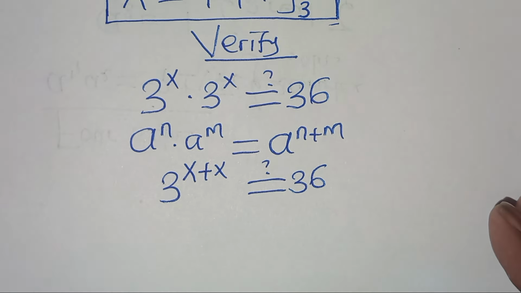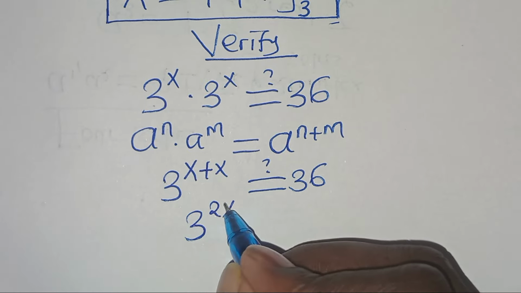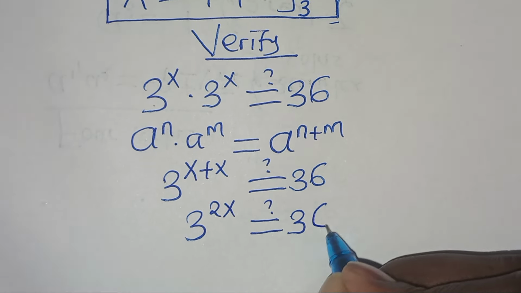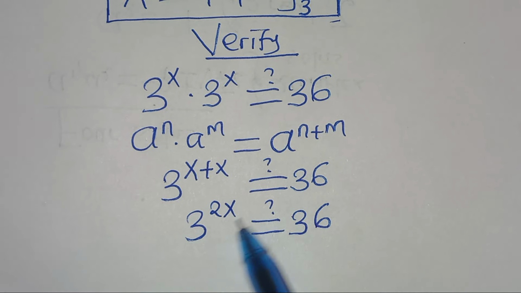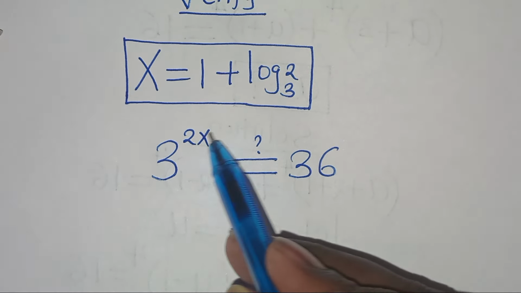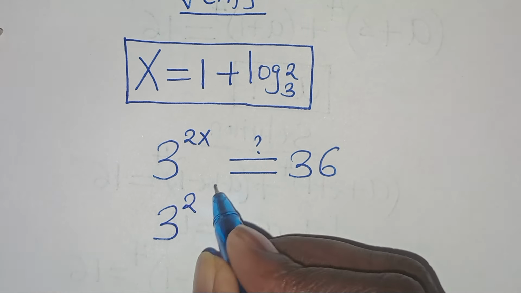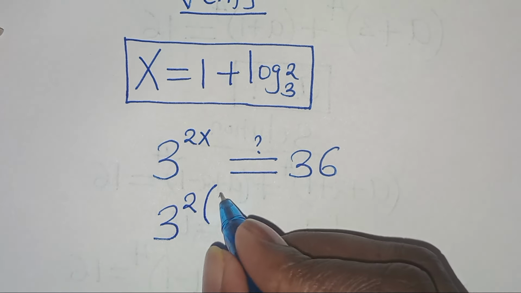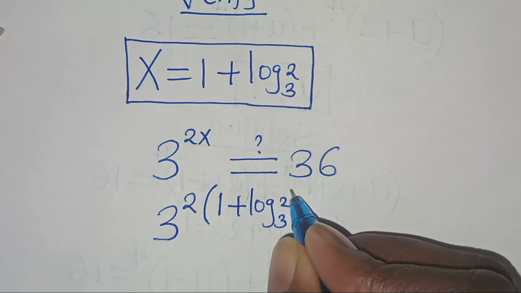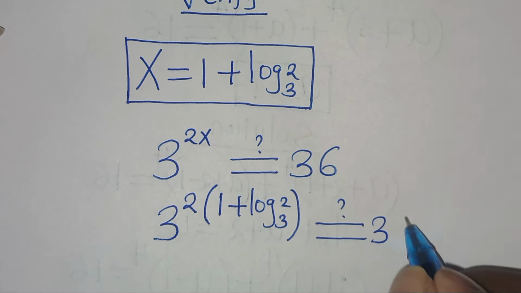So this means that here we have 3 to the power of x plus x. This is 2x. This should give us a value of 36. So let's substitute the value of x from here. Now substituting the value of x here, we have 3 to the power of 2 into the parentheses. This is 1 plus log 2 to base 3 plus the parentheses. This is supposed to give us a value of 36.